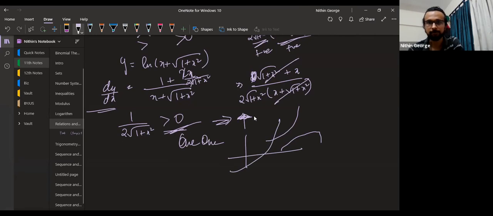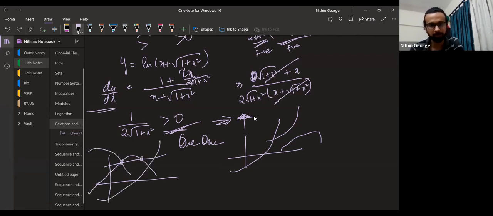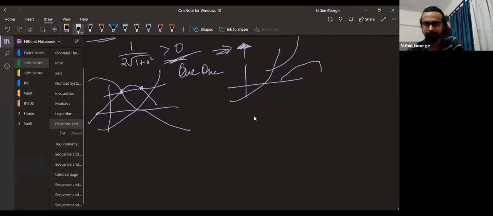1-1 means what? The same y value does not happen twice. See, this will not happen. It should always increase or always decrease. Then only it's 1-1. Okay. All right. So, did you get this?